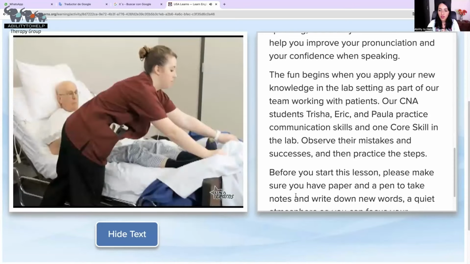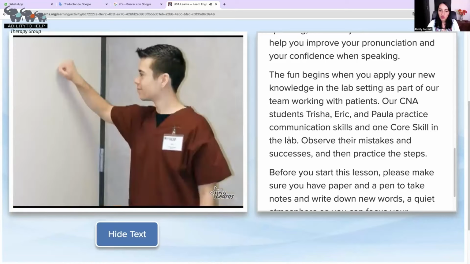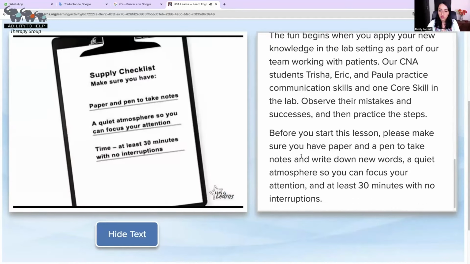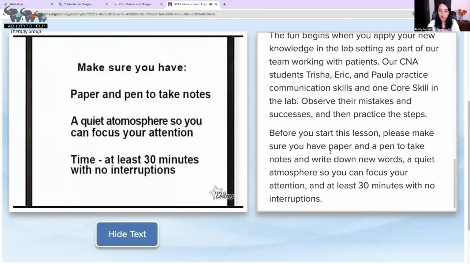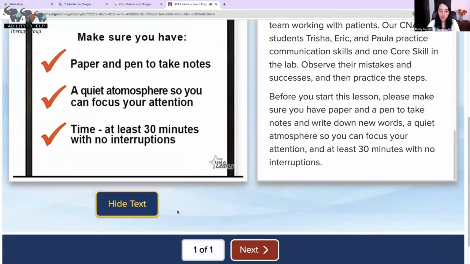The fun begins when you apply your new knowledge in the lab setting as part of our team working with patients. Our CNA students, Tricia, Eric, and Paula, practice communication skills and one core skill in the lab. Observe their mistakes and successes, and then practice the steps. Before you start this lesson, please make sure you have paper and a pen to take notes and write down new words, a quiet atmosphere so you can focus your attention, and at least 30 minutes with no interruptions.